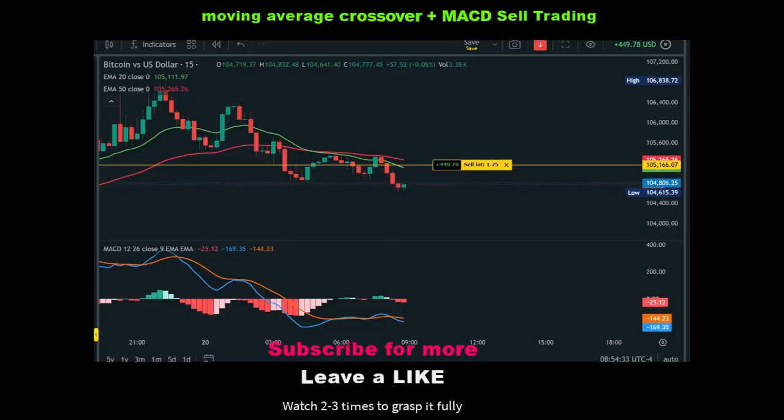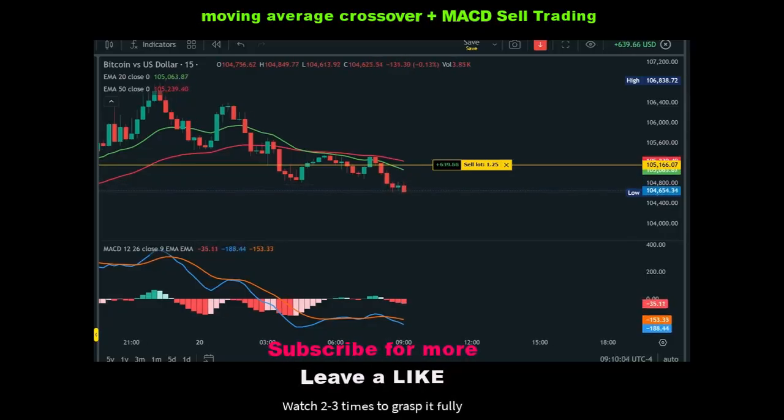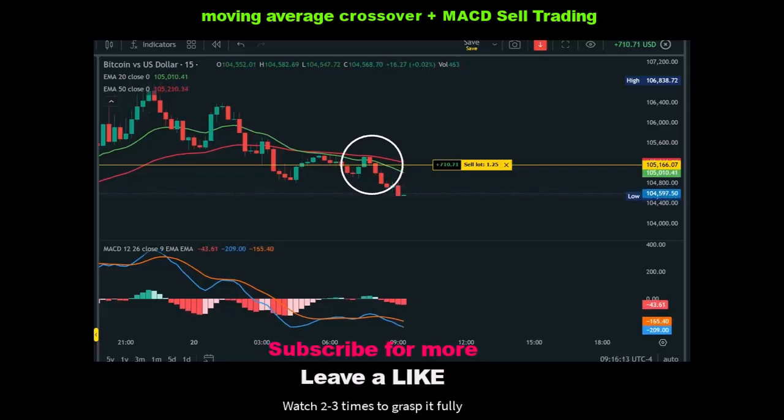As I mentioned earlier, the 50 EMA, that's our red line, acts as a powerful dynamic support or resistance level, depending on how the price is behaving. It's not just a static line, it moves with the market and gives us real-time insight into trend direction and strength. In this trade, we saw a perfect example of that.